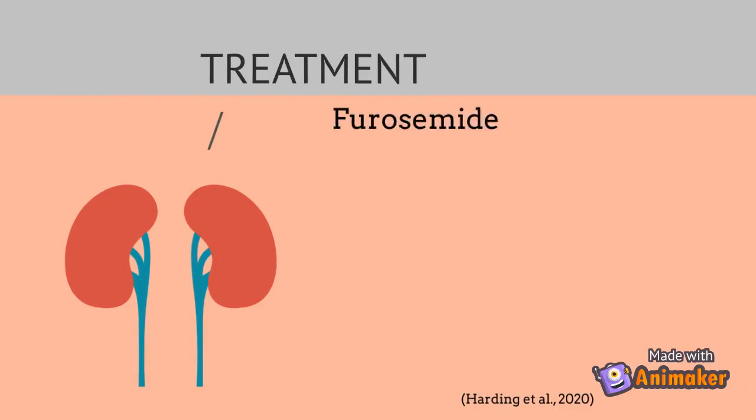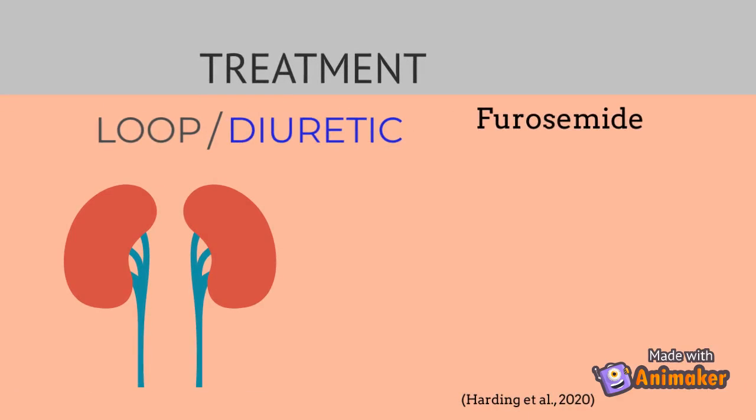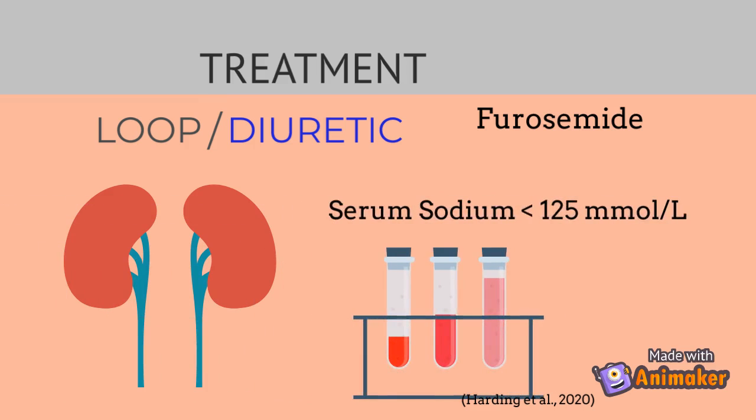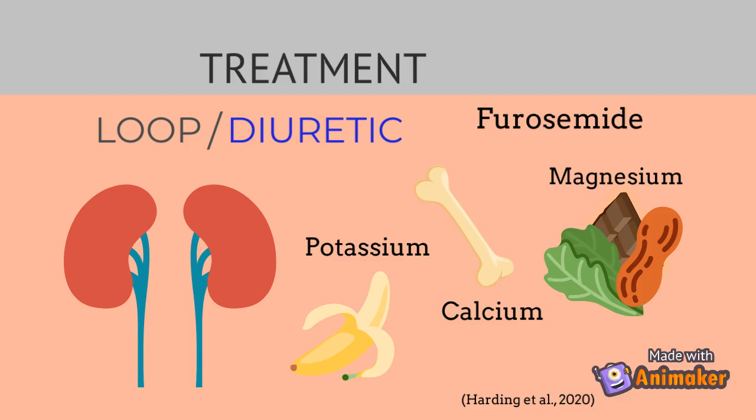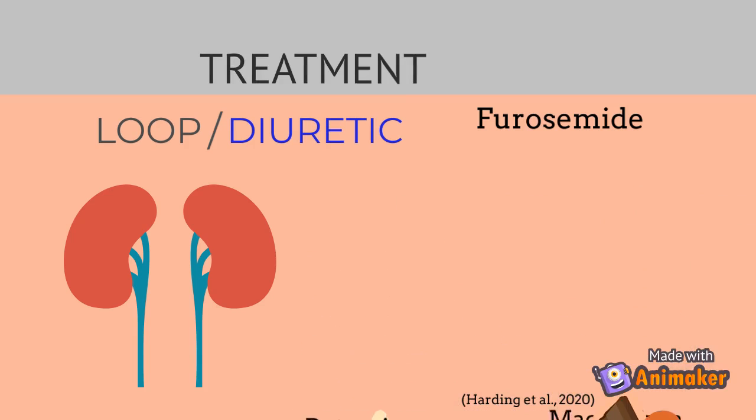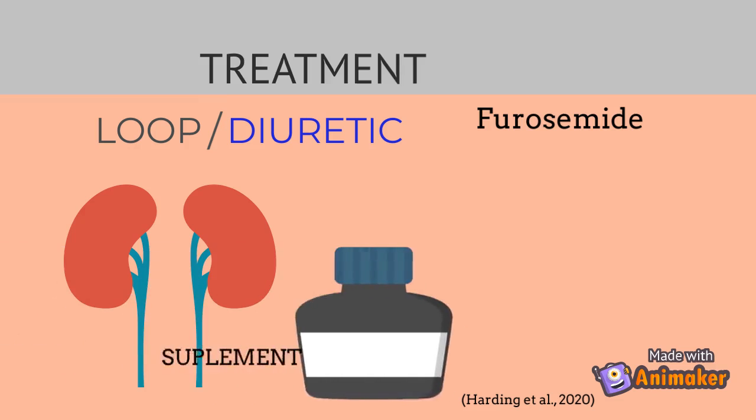A loop diuretic such as furosemide may be recommended to promote diuresis. This treatment is only recommended for patients with a serum sodium level of at least 125 millimoles per liter, because diuretics will promote further sodium loss. In addition, furosemide will also increase the loss of potassium, calcium, and magnesium. Thus, supplements may be needed.